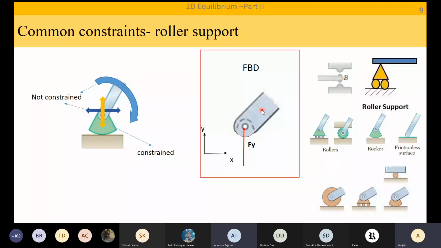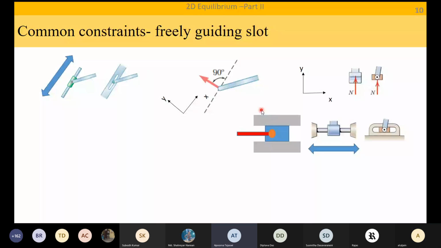Sir, there won't be any moment for this roller support? No, because it is allowing rotation. If you have a support which does not allow rotation, then you have moments.